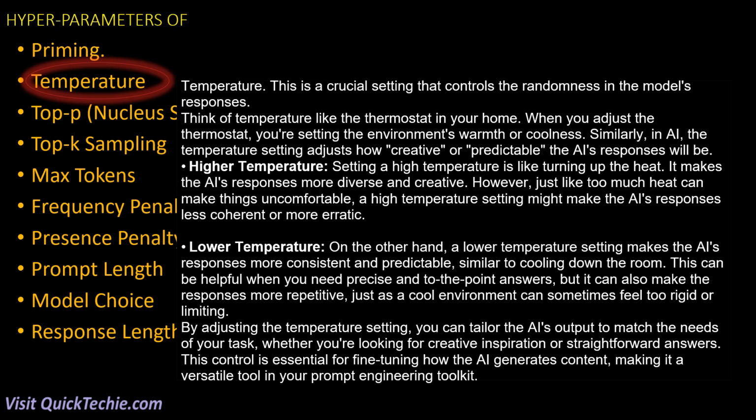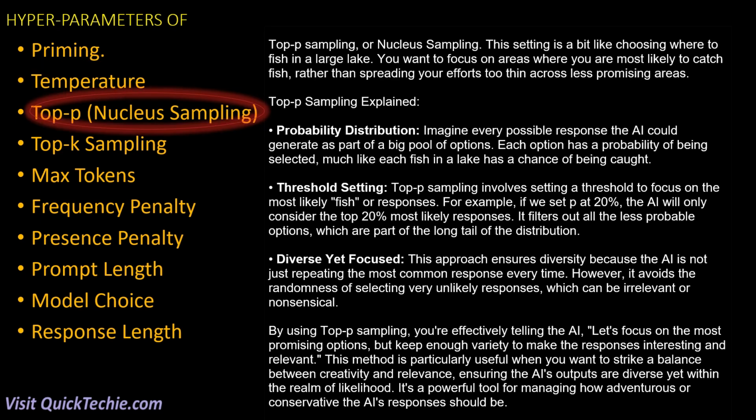By adjusting the temperature setting, you can tailor the AI's output to match the needs of your task, whether you're looking for creative inspiration or straightforward answers. This control is essential for fine-tuning how the AI generates content, making it a versatile tool in your prompt engineering toolkit. Top P sampling, or nucleus sampling.